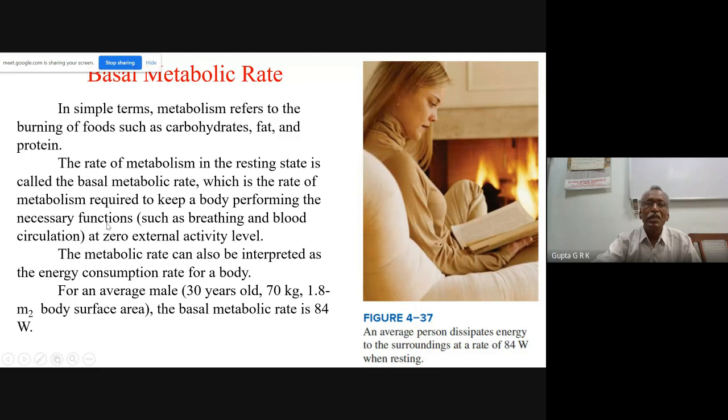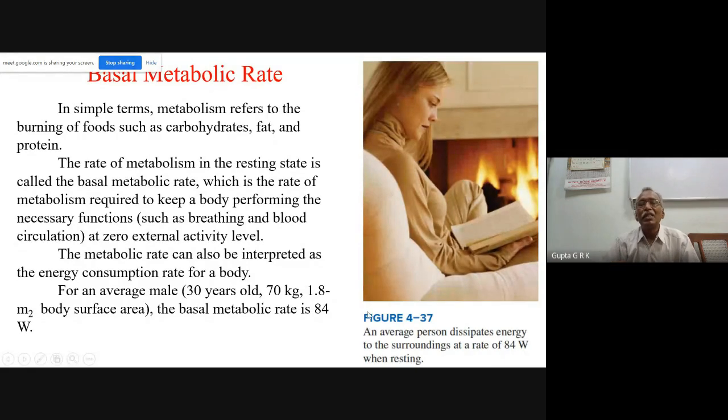Even if you are not doing anything, our body will be doing many things inside, okay? So external activity is zero, but internal activity will always be there. So what is the minimum metabolic rate needed when you are at rest? For an average male of 30 years old, 70 kg, 1.8 square meters body surface area, the basal metabolic rate is 84 watts. So when you are just sitting and reading, your metabolic rate is 84 watts when resting.